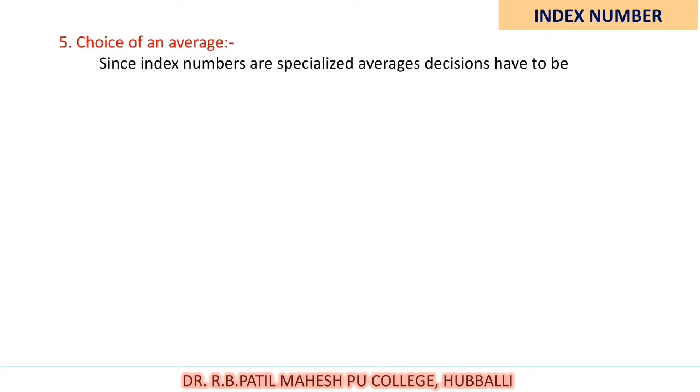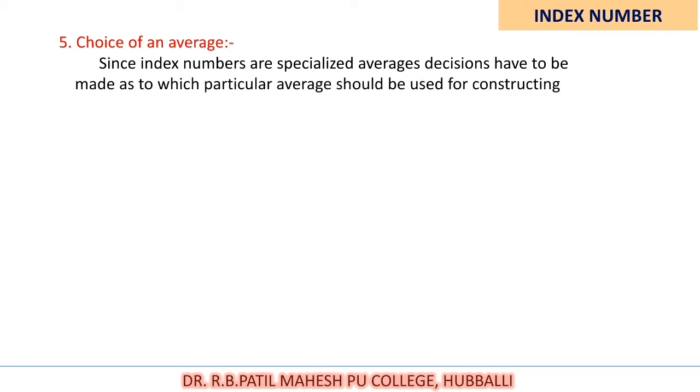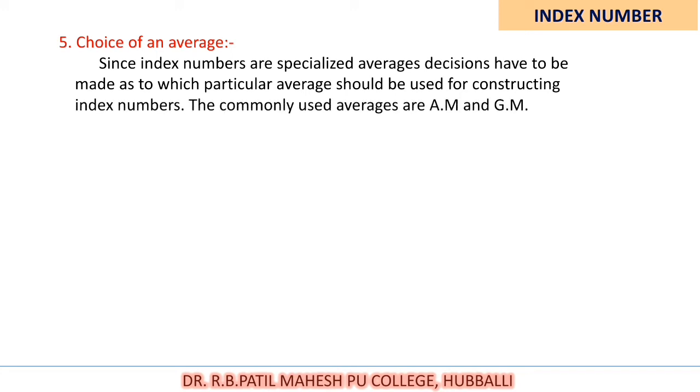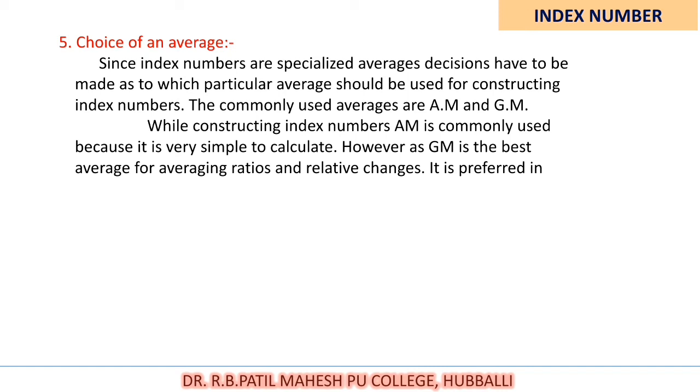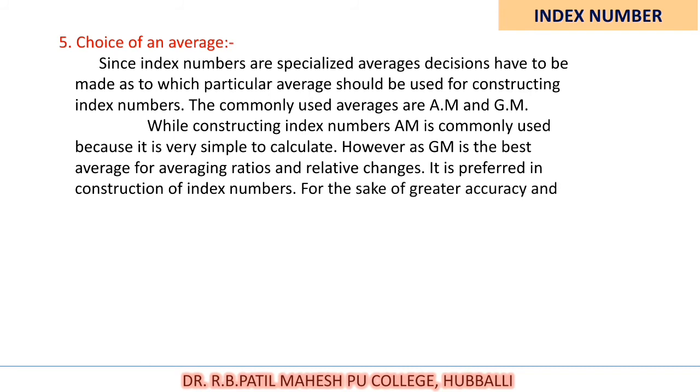Since index numbers are specialized averages, decisions have to be made as to which particular average should be used for constructing index numbers. The commonly used averages are arithmetic mean and geometric mean. While constructing index numbers, AM is commonly used because it is very simple to calculate. However, as GM is the best average for averaging ratios and relative changes, it is preferred in construction of index numbers for the sake of greater accuracy and precision.